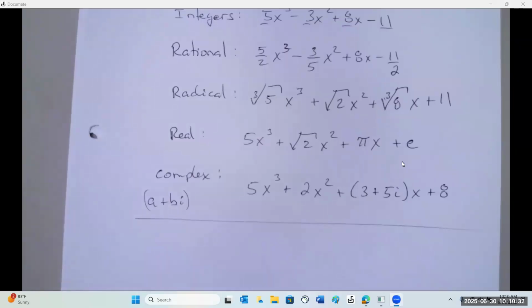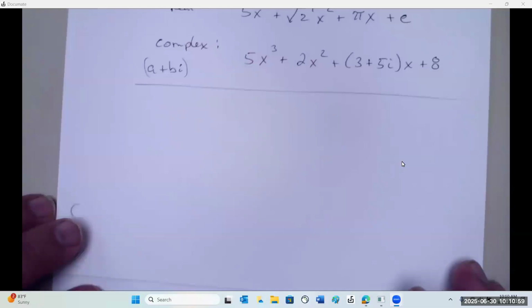And again, also our degree is no longer limited to 1, 2, or 3. Our degree of our polynomial could be anything. What does the degree of the polynomial do? It's the largest exponent and tells us the maximum number of solutions we can have.